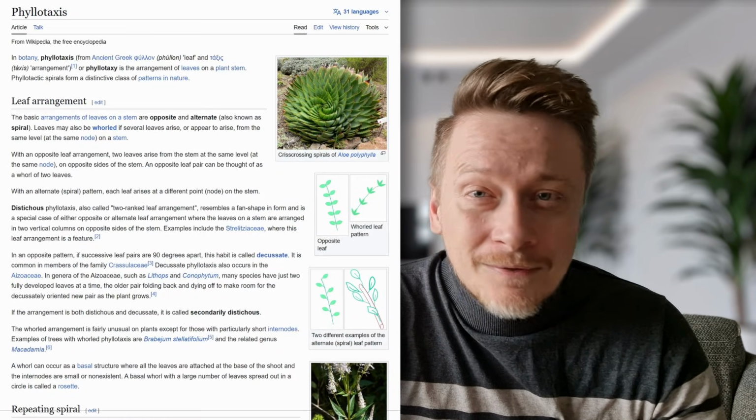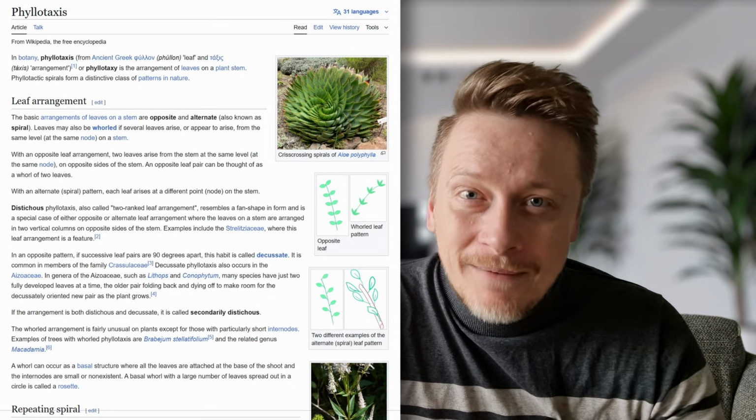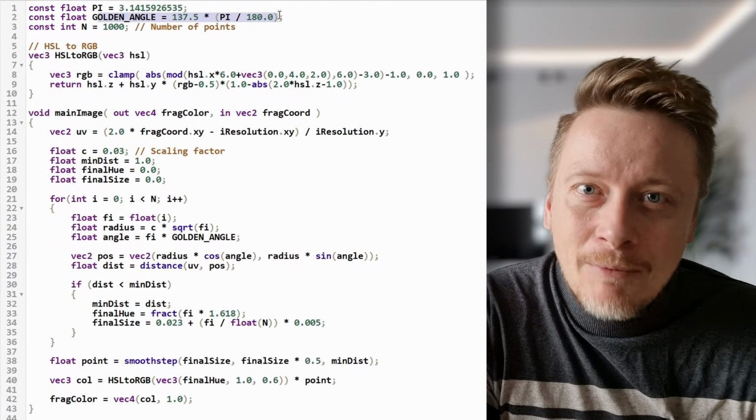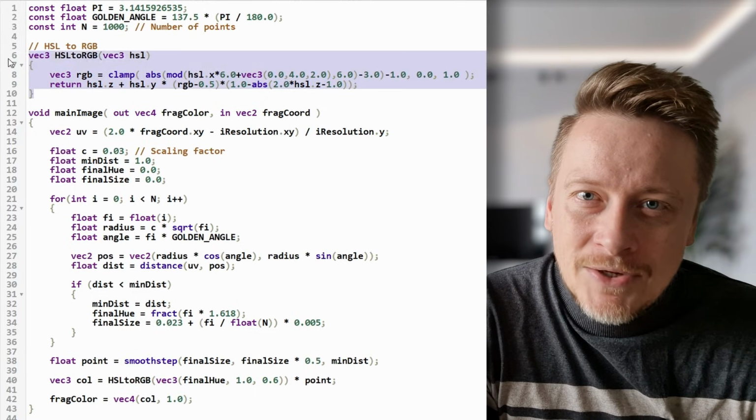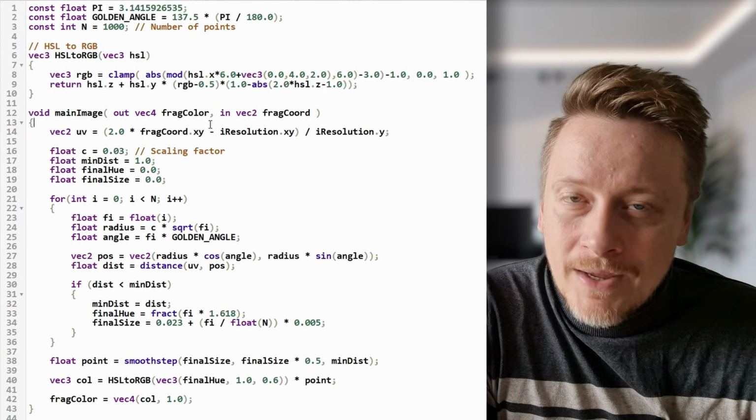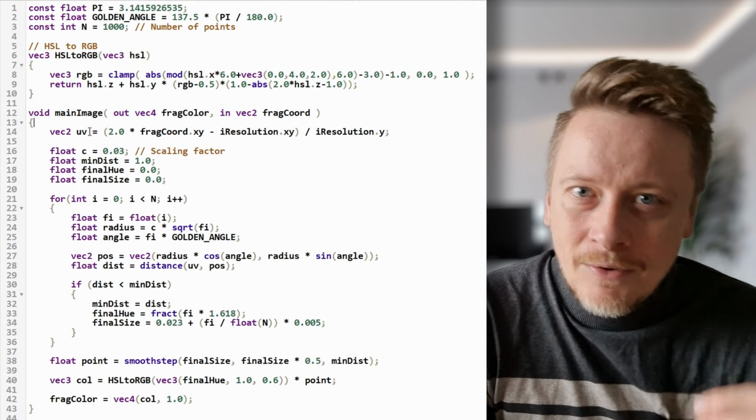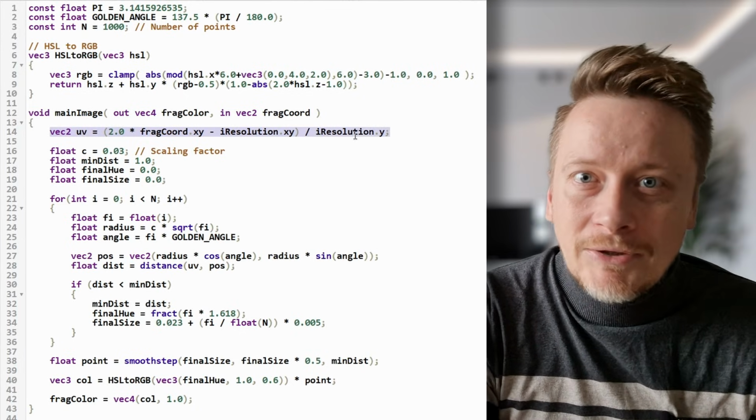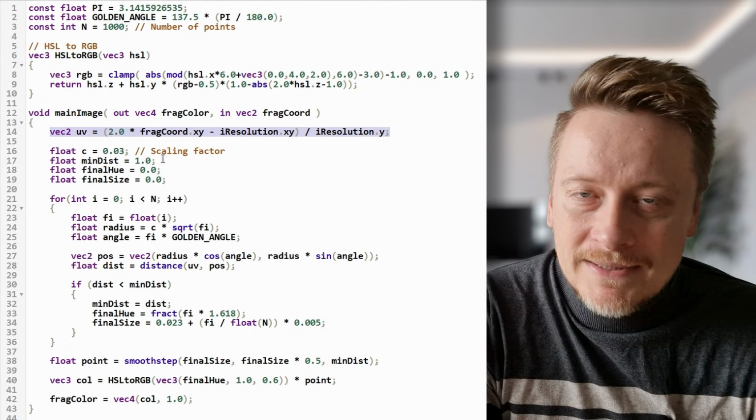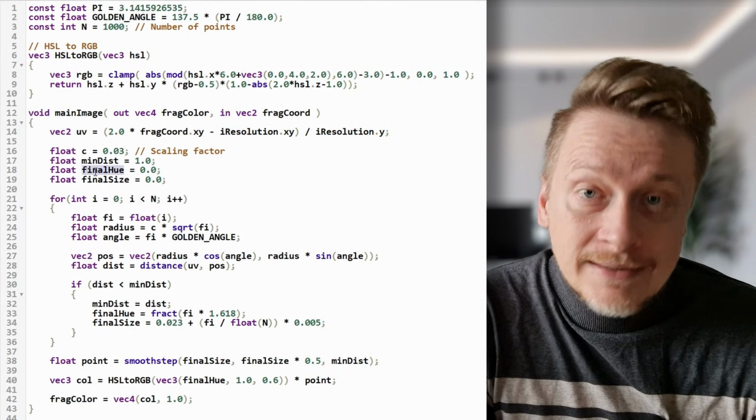Here we have a shader that draws a Phyllotaxis spiral. This mathematical structure places each point at a golden angle from the previous one, and is the exact pattern we see in sunflower seeds, pine cones, and lots of plants. At the top, we define pi, the golden angle in radians, and how many points we want. There's also an HSL to RGB converter for coloring. Inside main image, we convert pixel coordinates into centered UV space. We track the closest spiral point to the current pixel, its distance, its hue, and its size.